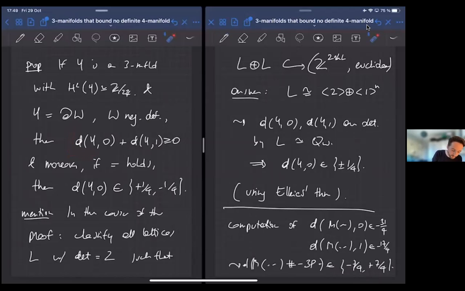So if it were the boundary of a negative definite 4-manifold, well, you have equality in this inequality. So the correction terms would have to be plus 1/4 and minus 1/4. And this is impossible. But then if you reverse the orientation, you can play the same game with positive definite, because this condition of having equality in this equation is symmetric with respect to orientation reversal. And so this buys you at the same time the negative definite and the positive definite case.